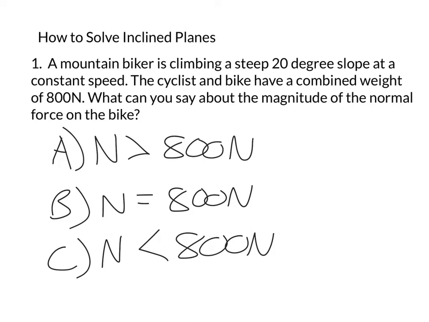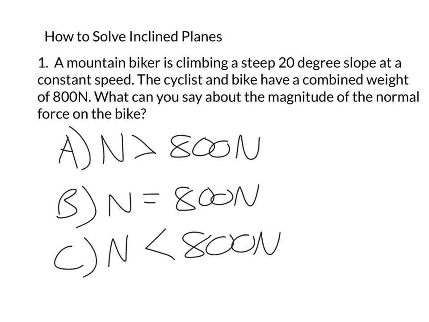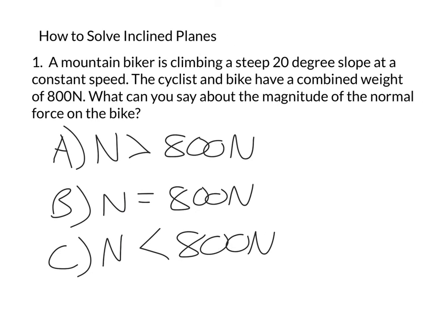So let's draw this. And let's actually use the pen tool to draw this. So there we go. He's on a 20-degree incline. Here's the bike. And that's his butt. There's his legs. Sitting on the bike. And going up at constant velocity. And we're curious about the normal. We're curious about this force here.